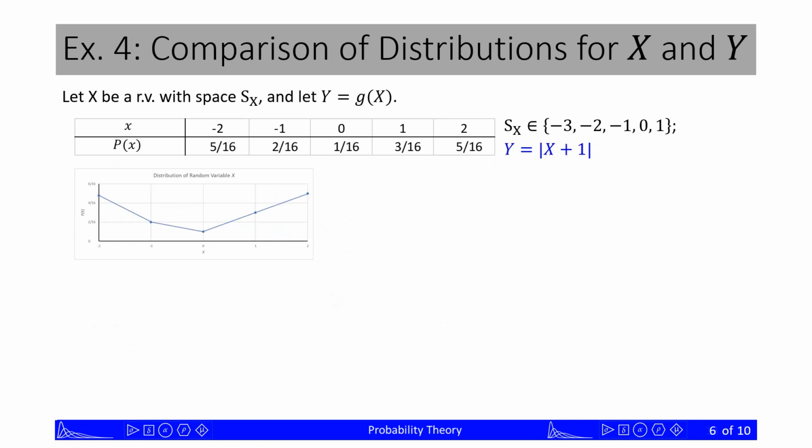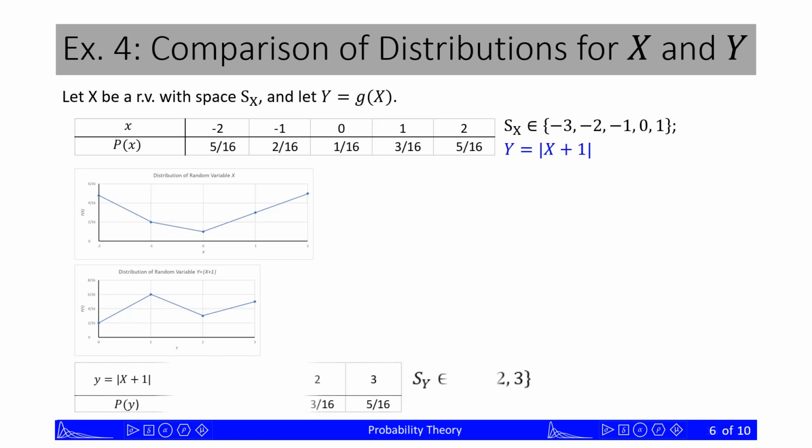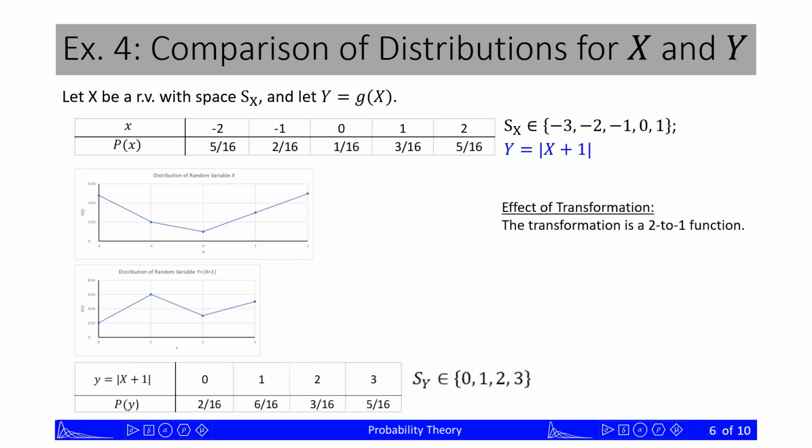Again, we compare the graphs of x and y to see the effect of the transformation. We started with the U-shaped distribution x centered at 0. The distribution of y has a sawtooth shape to it. The transformation is a 2-to-1 function.